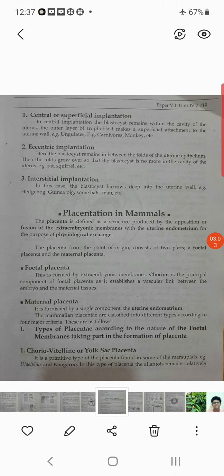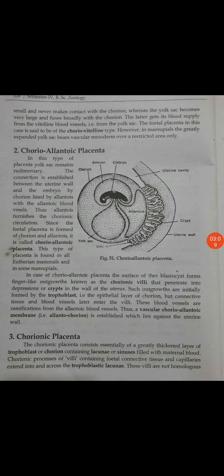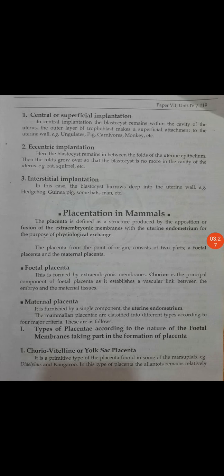First, according to the nature of fetal membrane taking part in the formation of placenta. So first of all, we see the fetal membranes which are taking part in the formation of placenta. We know fetal membranes are allantois, chorion, amnion. So first of all, we see here the choriovitelline or yolk sac placenta. We know that yolk sac, yolk is the yellow part. According to that, it is a primitive type of placenta found in some marsupials, that is kangaroo.